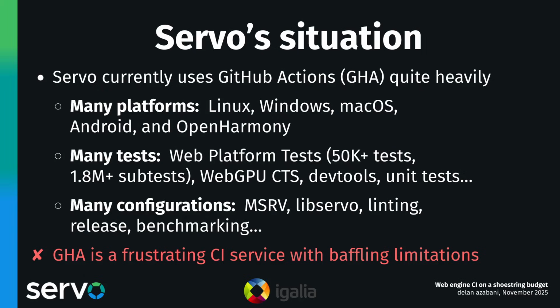And as you'll see throughout this talk, we do this on GitHub and GitHub Actions, but GitHub Actions is a very frustrating CI service, and it has many baffling limitations. And as time goes on, I think Servo being on GitHub and GitHub Actions will be more for the network effects we had early on than for any particular merits of these platforms.